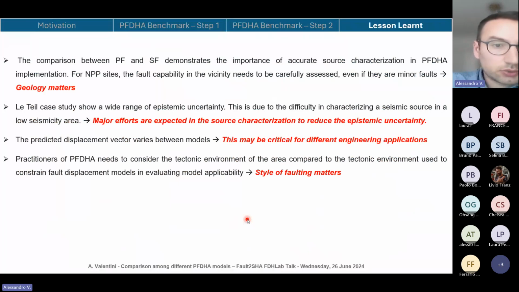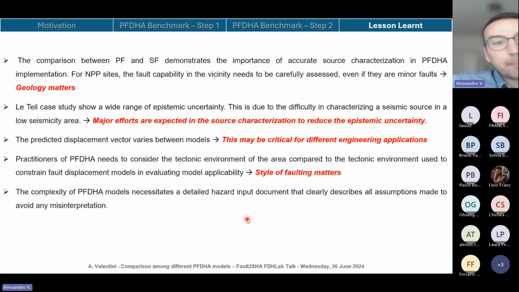Practitioners of PFDHA need to consider the tectonic environment of the area. This is now obvious, but this was not obvious during the first step. Style of faulting matters. It's very important to choose the appropriate model for the appropriate area in order to avoid very large errors. And the complexity of the PFDHA models needs a detailed hazard input document that clearly describes all assumptions made to avoid any misinterpretation. For example, if we take Young's paper, it's very well written, everything is explained, there are all equations, all coefficients. But if I build my code following Young's 2003 and maybe Paolo builds his own code, at the end we will have two different hazard curves.